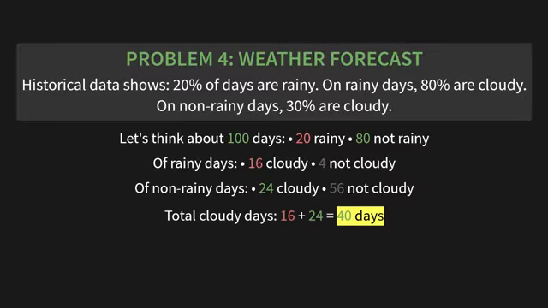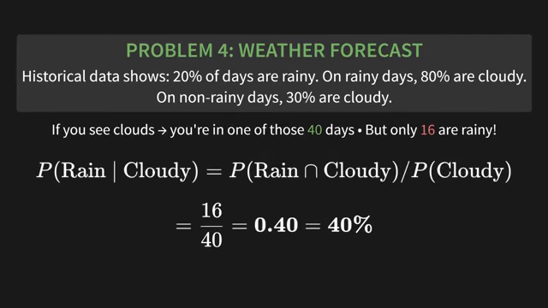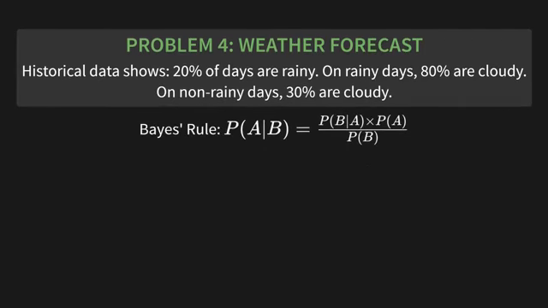Total cloudy days, 16 plus 24 equals 40 days. So if you see clouds, you're in one of those 40 days, but only 16 of them are rainy. Now we can use Bayes' rule. This formula lets us flip conditional probabilities, going from P of B given A to P of A given B.